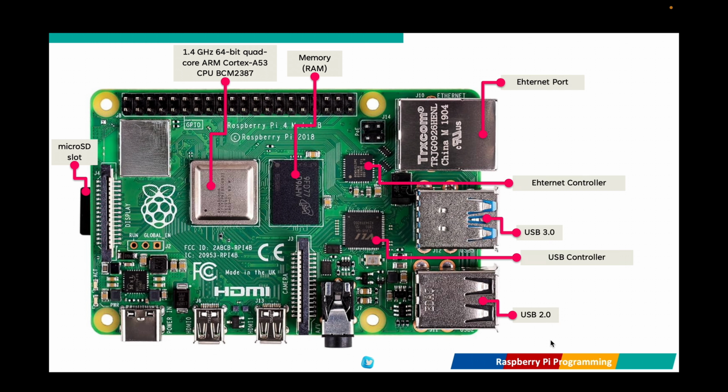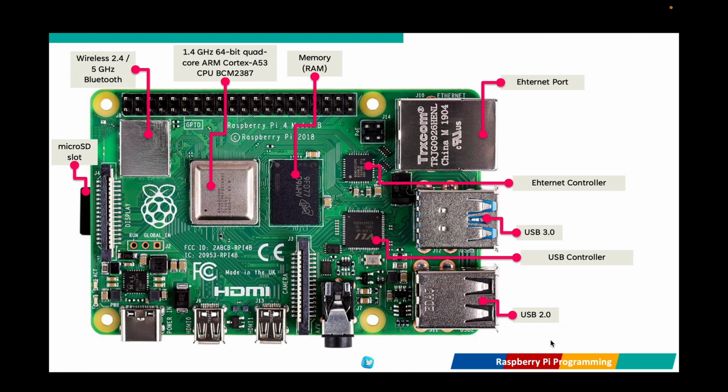These are the USB ports and connectivity. The Raspberry Pi 4 has two USB 3.0 ports and two USB 2.0 ports, allowing high-speed data transfer for external devices such as flash drives, external drives, and peripherals like keyboards and mice. It also introduced a Gigabit Ethernet port, providing high-speed wired network connectivity.